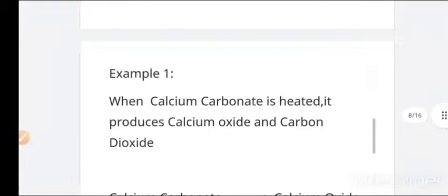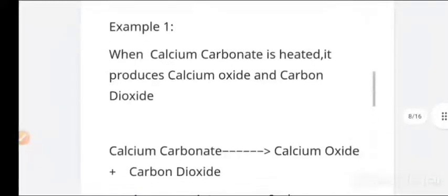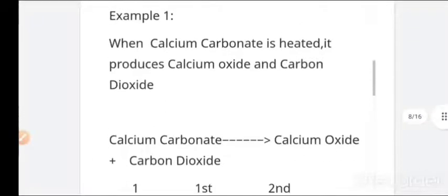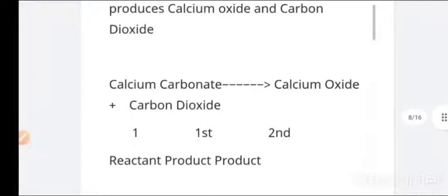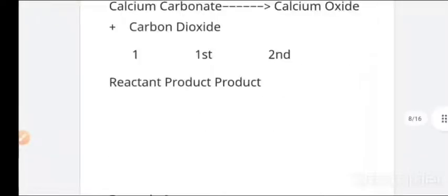Give an example. When calcium carbonate is heated, it produces calcium oxide and carbon dioxide. That means calcium carbonate is the reactant, and it is heated. When we heated the calcium carbonate, we got two products from it, calcium oxide and carbon dioxide. This is the chemical reaction: calcium carbonate gives calcium oxide plus carbon dioxide.